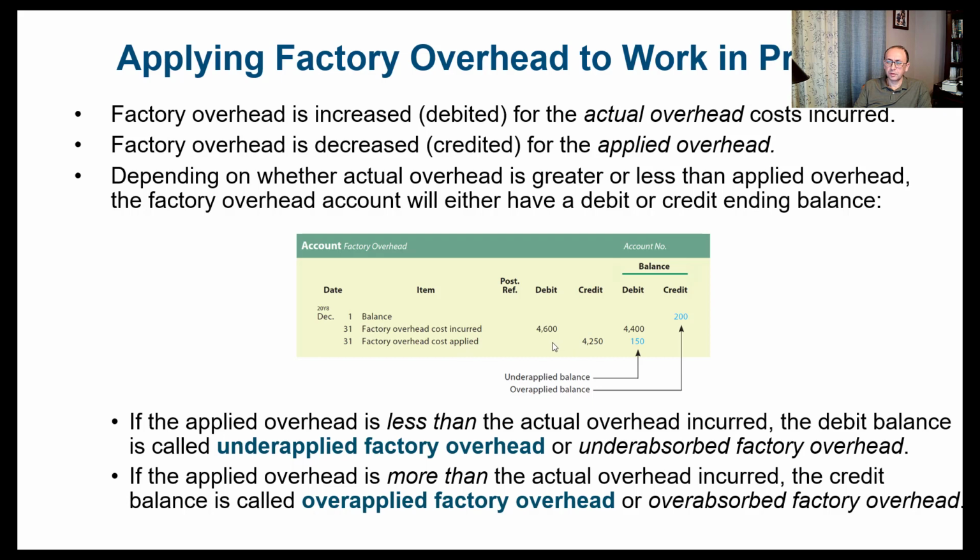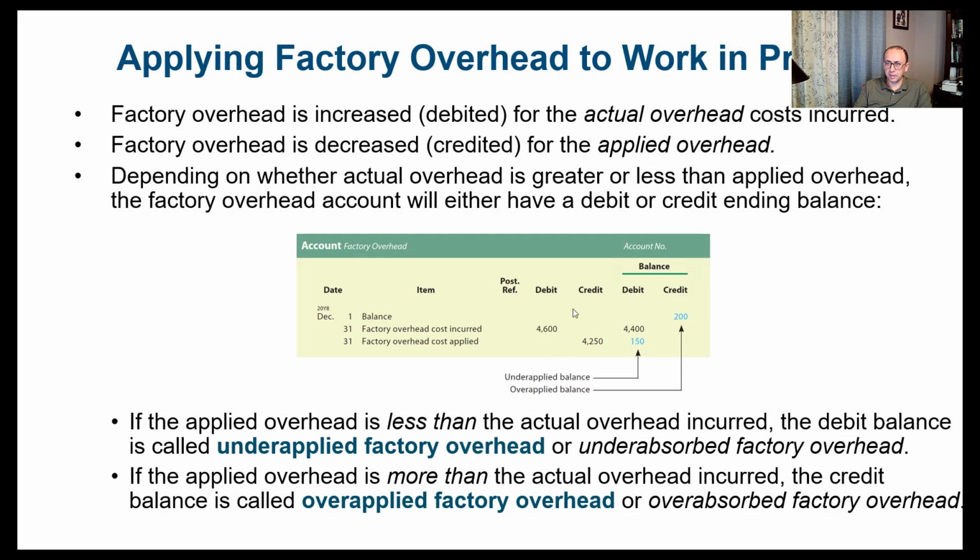So again, I'm sorry, I think I missed that. We had a beginning balance of 200 credit, and then we debited the factory overhead by 4,600. So now the balance is 4,400. Because we have a credit balance, we debit 4,600, so the remaining balance is a debit of 4,400. And then the factory overhead cost applied is 4,250. And that would leave us with a debit balance of 150.